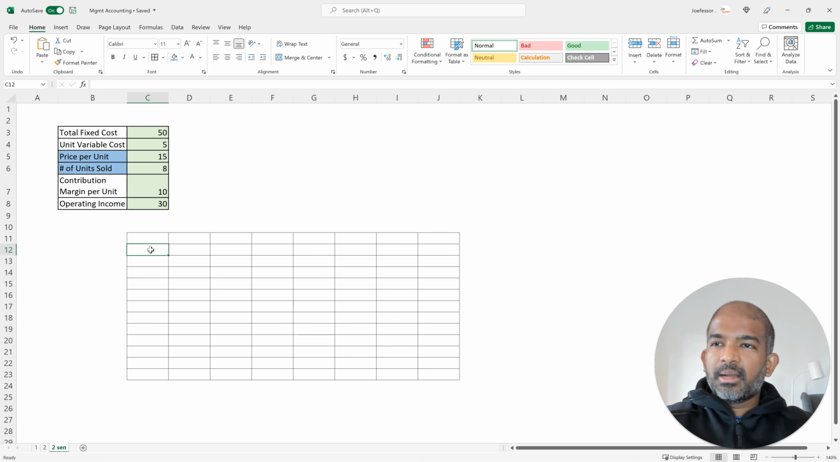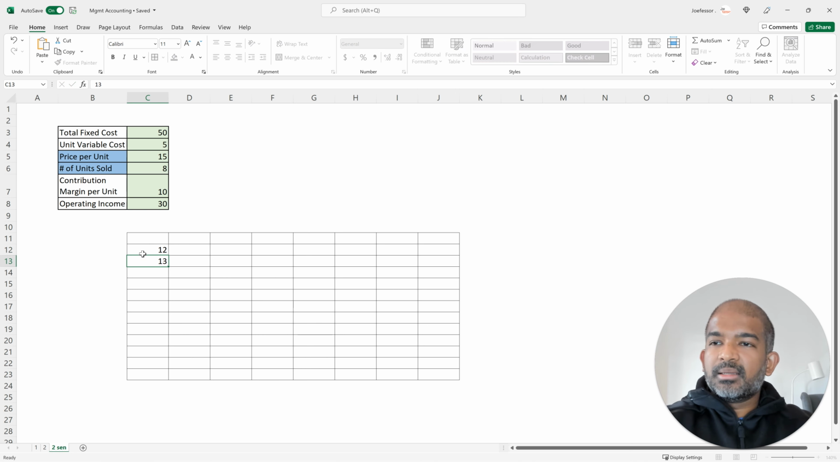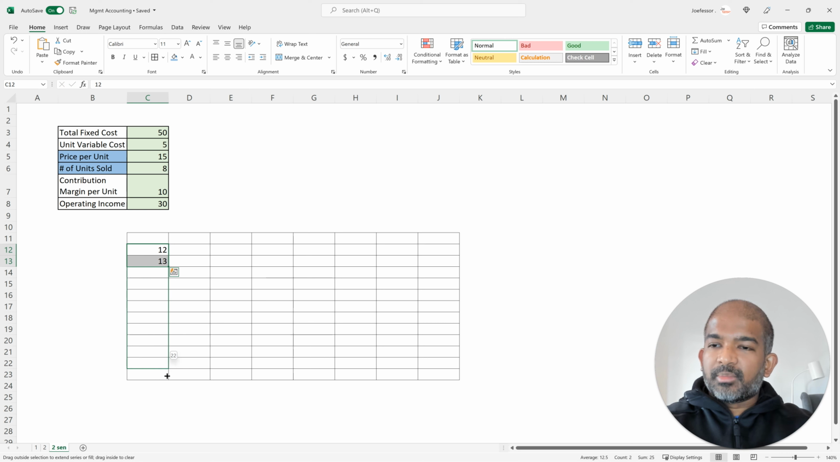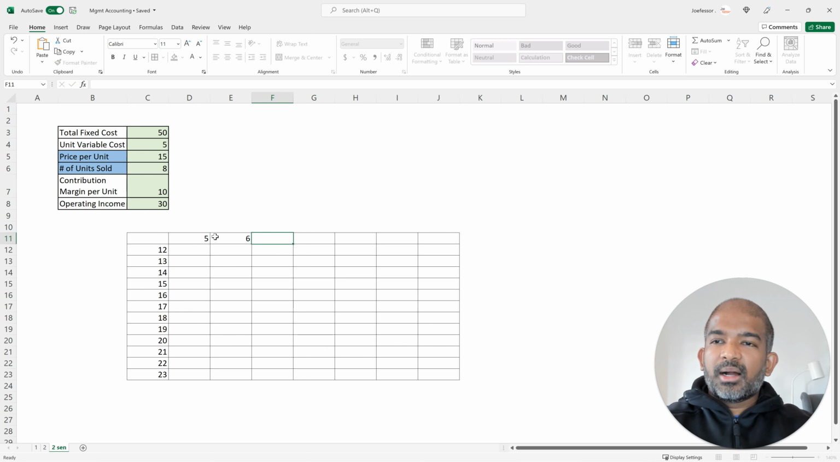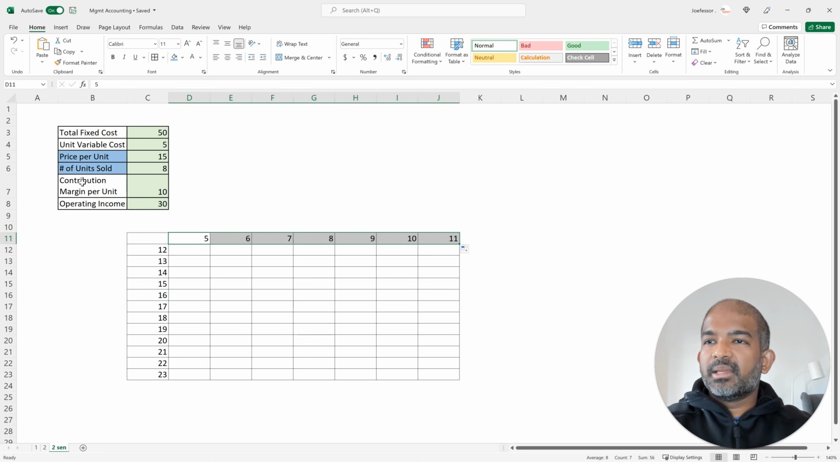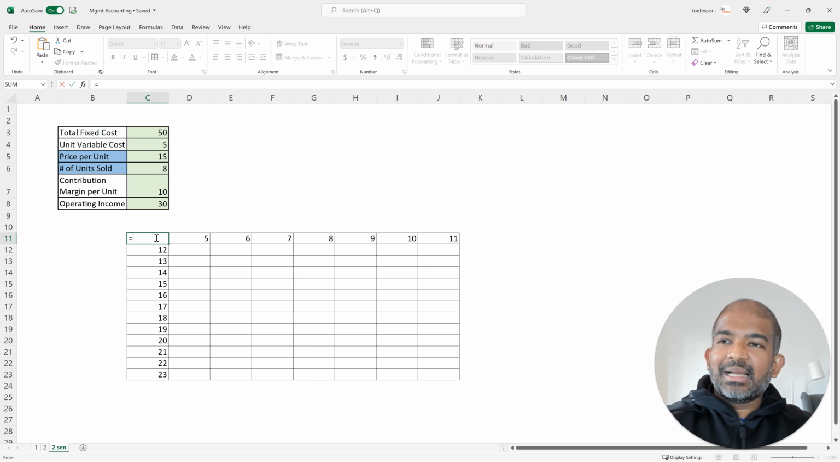Let's say along the column, I want my price to change from 12, 13, and let's say my price could change anywhere between 12 to 23. And along the row, I'm going to change the number of units being sold. So far, I haven't specified any of that, right? I haven't specified that the row indicates my number of units sold and the column indicates my price per unit, okay? So at the intersection of this column and row, I'm going to link that to my operating income, okay?